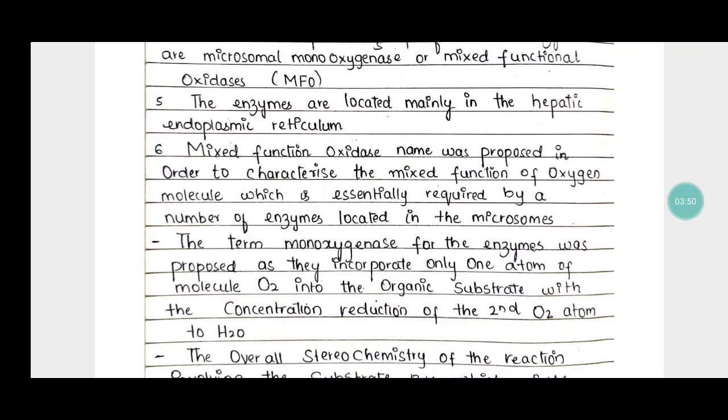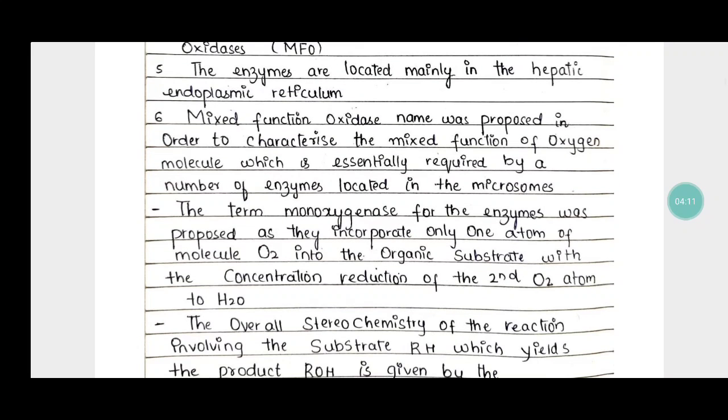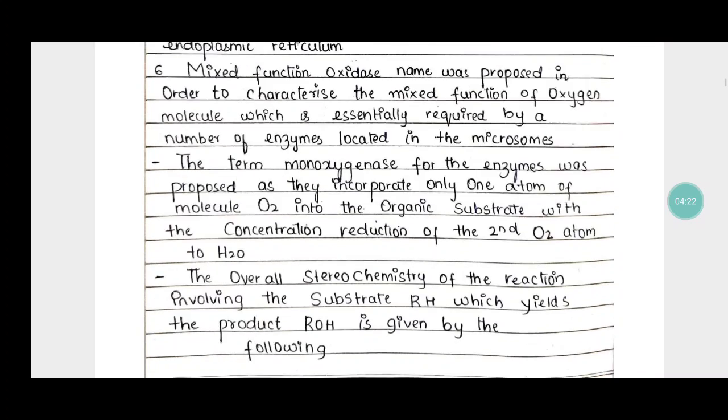The term monooxygenase for the enzymes was proposed as they incorporate only one atom of molecular oxygen into the organic substrate, with the concomitant reduction of the second oxygen atom to water. The monooxygenase enzymes incorporate one oxygen atom, while the other atom is reduced to produce water.